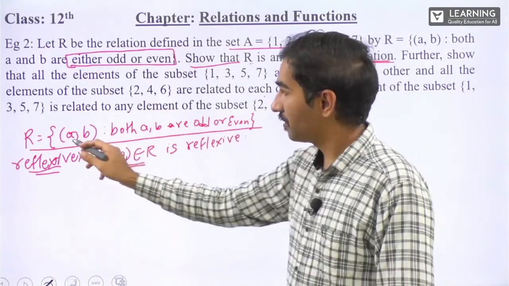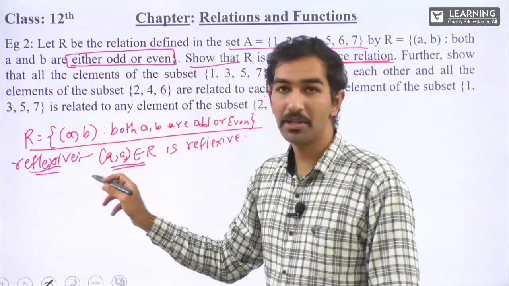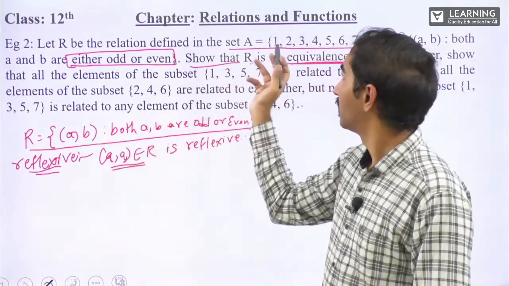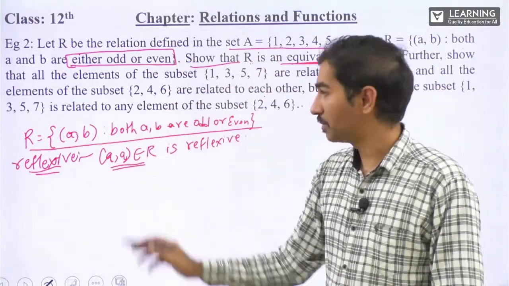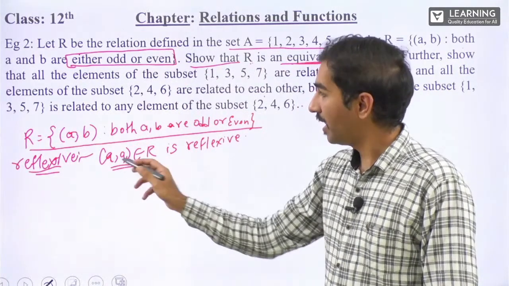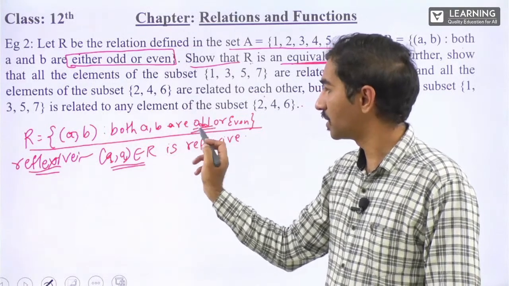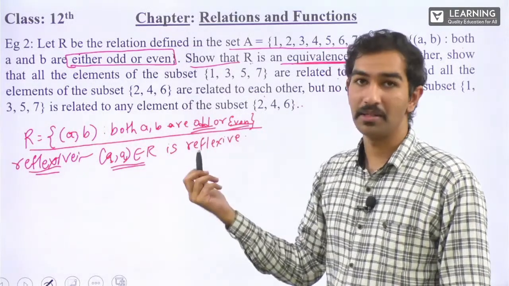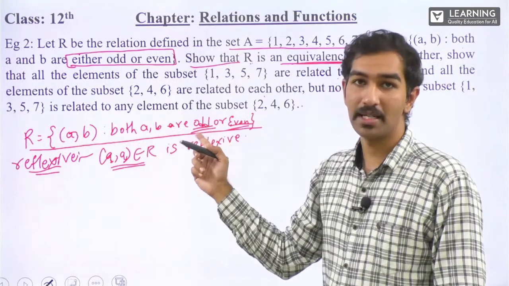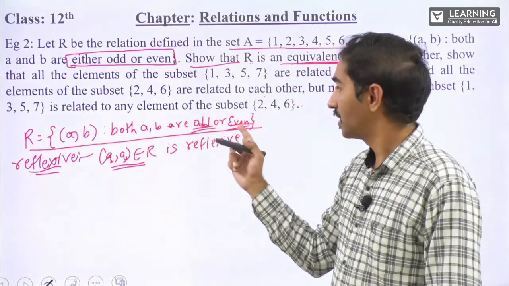In the place of A, any number you can take from this set. So (1, 1), correct, because it is (A, A) belongs to R. And what is A and A? Both are even or odd, correct? It is satisfying this as well. It is odd or it is even. So if you take 1, this condition will get satisfied. If you take 2, this condition will get satisfied.